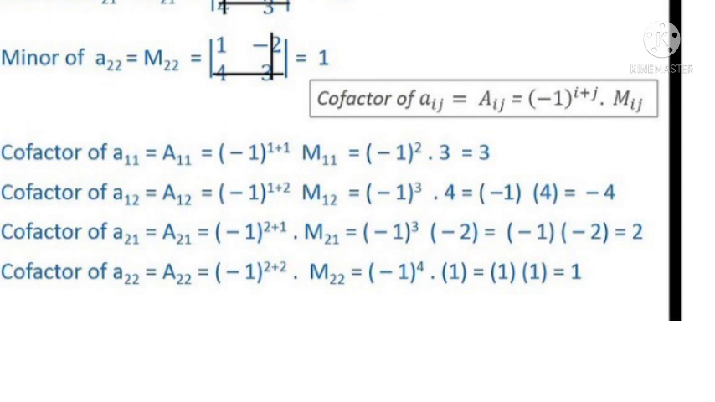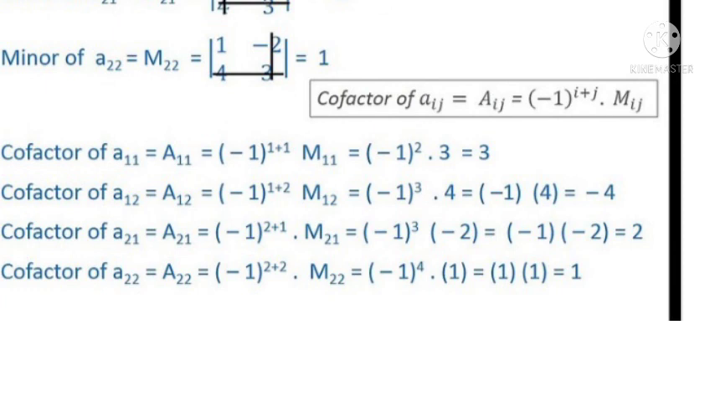Next, cofactor of A21. Cofactor of A21 is denoted by capital A21 and it is obtained by minus 1 raised to 2 plus 1 into M21. Minor is minus 2. So minus 1 raised to 2 plus 1, that is minus 1 raised to 3. Minus 1 raised to 3 is minus 1. So minus 1 into minus 2 gives 2.